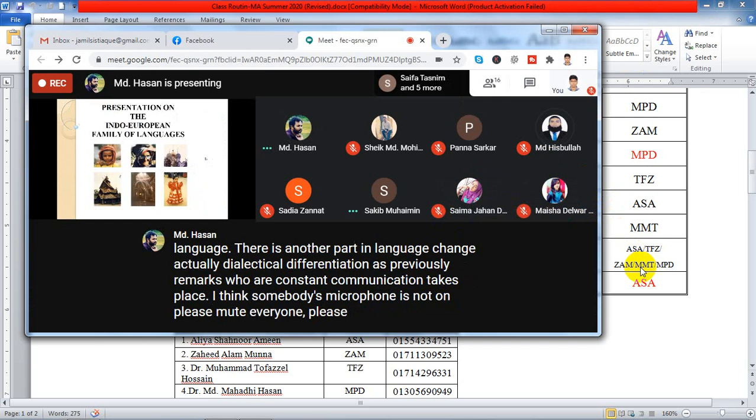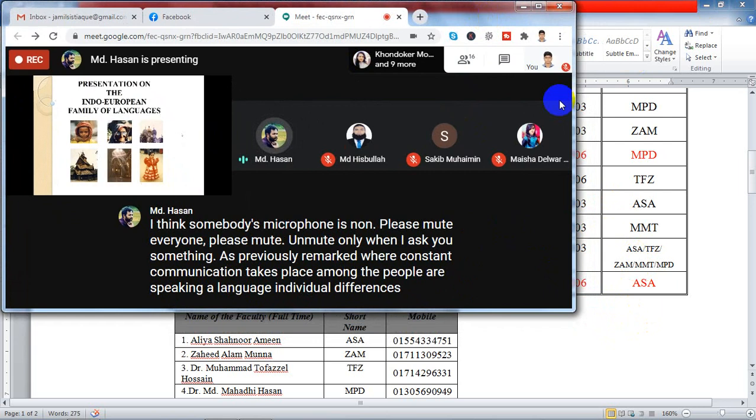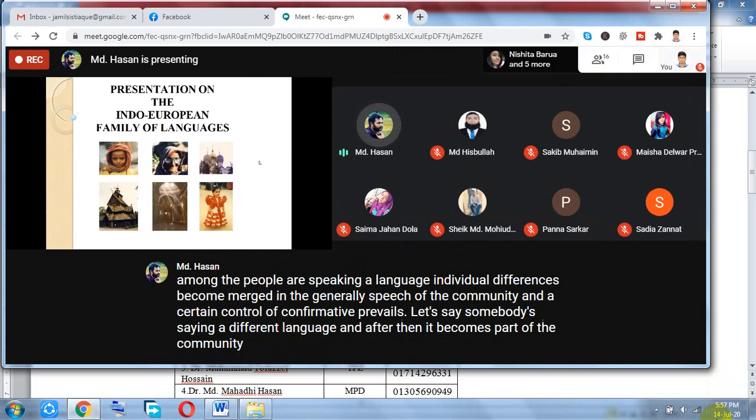As previously remarked, where constant communication takes place among the people speaking a language, individual differences become merged in the general speech of the community, and a certain conformity prevails. Let's say somebody is saying a different language, and after then it becomes part of the community. And to become part of the community, there are confrontations.